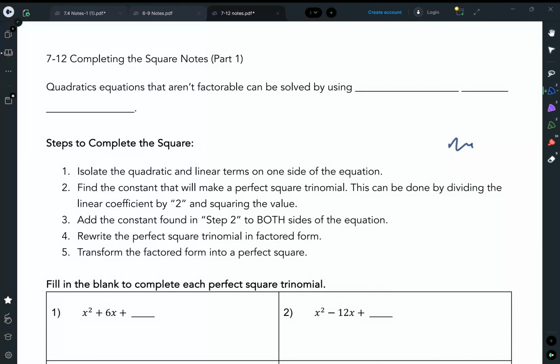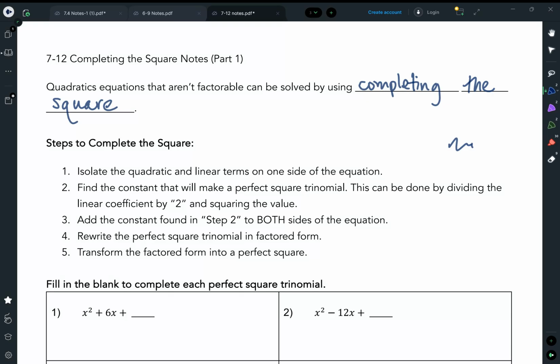So quadratic equations that aren't factorable can be solved by completing the square. I know we've spent a lot of time solving, and we like to factor and use the zero product property, but sometimes we can't. So these are our steps.